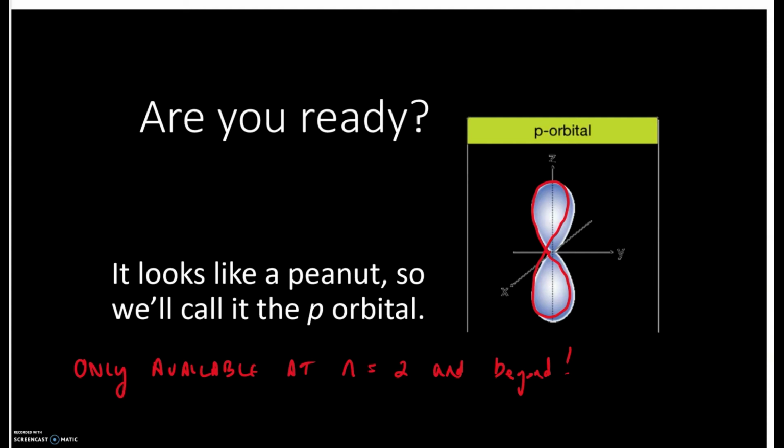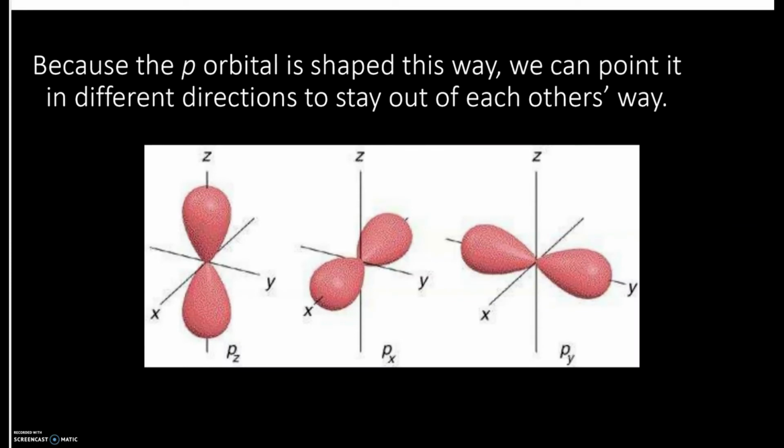And let's remember that m sub L for L equals 1 is negative 1, 0, or plus 1. That means that there are 3 possible orientations. Let's take a look. So here are our 3 orientations for p orbitals.